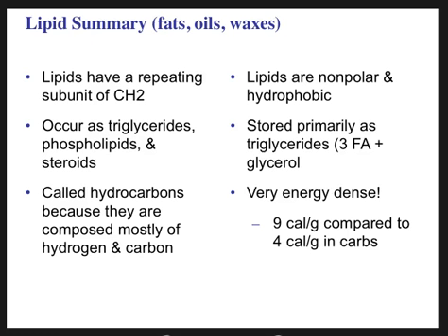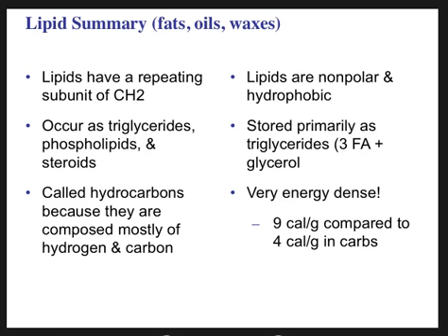So remember, we need to summarize some lipid knowledge that we've gained, right? Lipids have repeating subunits of carbons with two hydrogens. They can occur as triglycerides, that was that fatty acid that we looked at. They can occur as phospholipids as in a bilayer. They can form as steroids. We call them hydrocarbons because they're composed predominantly of hydrogen and carbon. Lipids are themselves non-polar. They're hydrophobic.